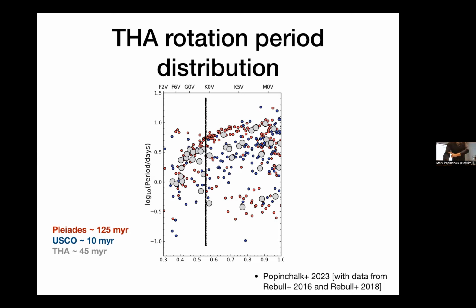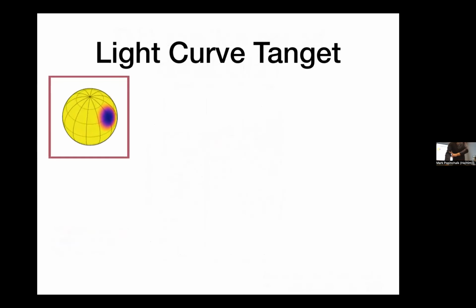What's my next point? Yes, there's that elbow that I was mentioning. Oh, I have to do a little tangent here because I like talking about rotation period distributions, but I haven't really shown you any light curves.